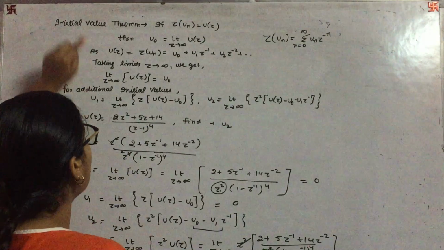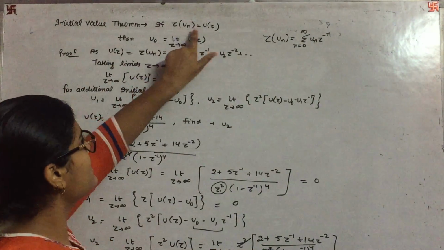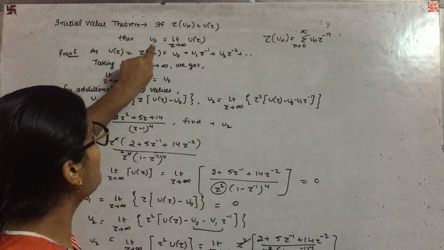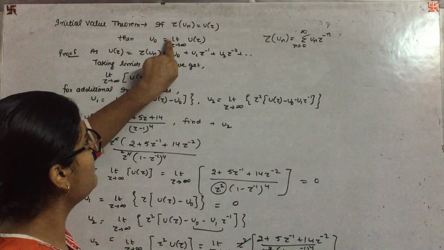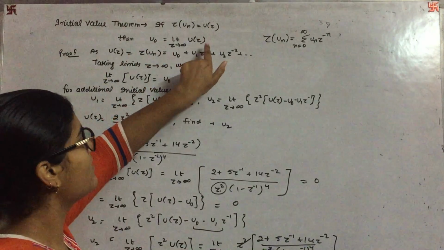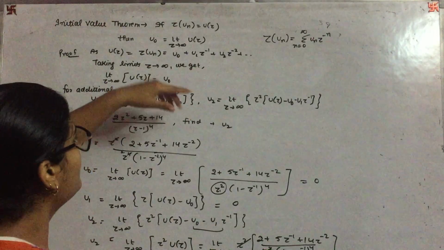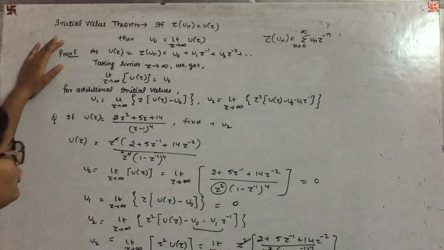Listen, it says that if the z transform of u_n is U(z), then the value of u naught is given by the limit as z tends to infinity of U(z). Okay, what does it mean? Let us see through a proof.